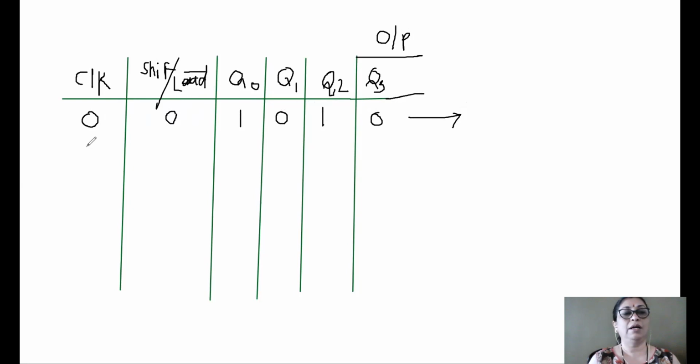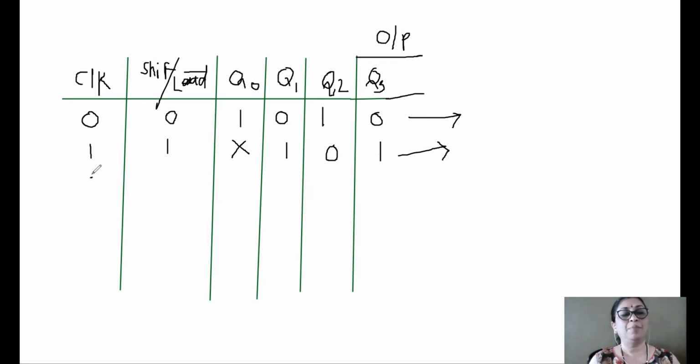Now, I apply the first clock pulse here and make this shift/load bar equal to 1. This must be made 1. If this is the case, the next state will be Q0 is X, this will be 1, this will be 0, and this will be 1. That means now 1 is outputted.